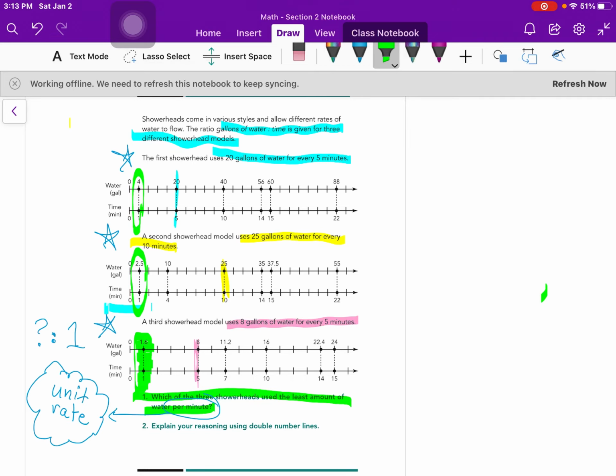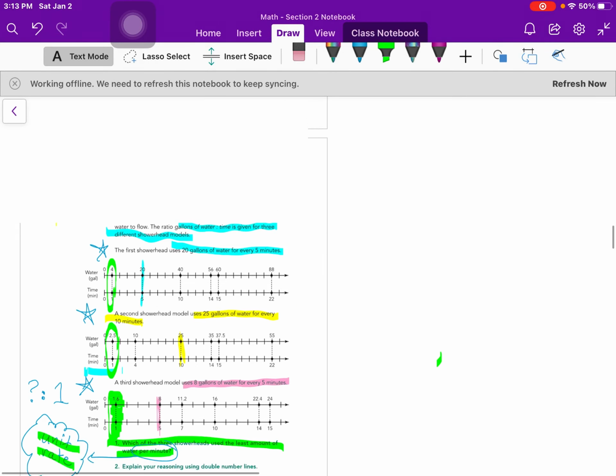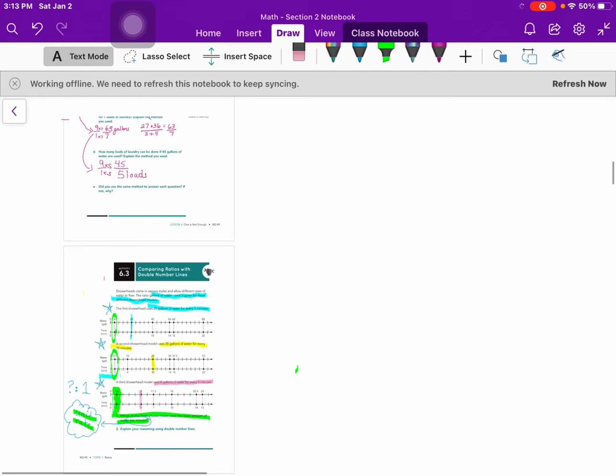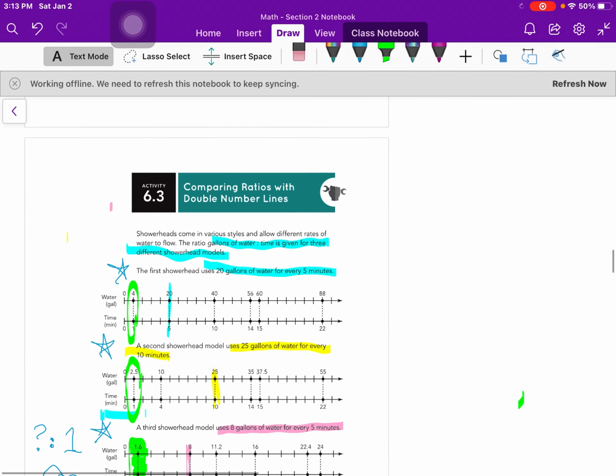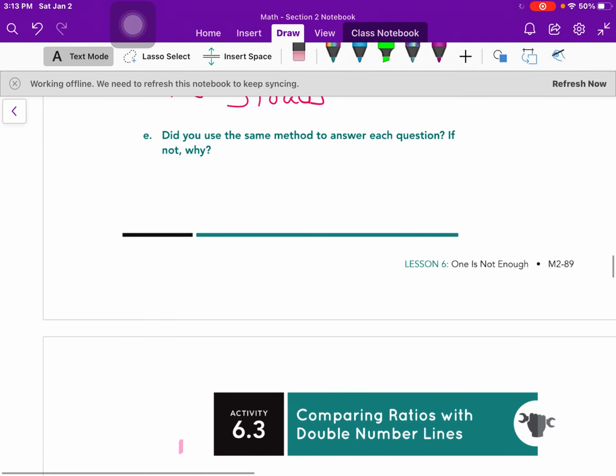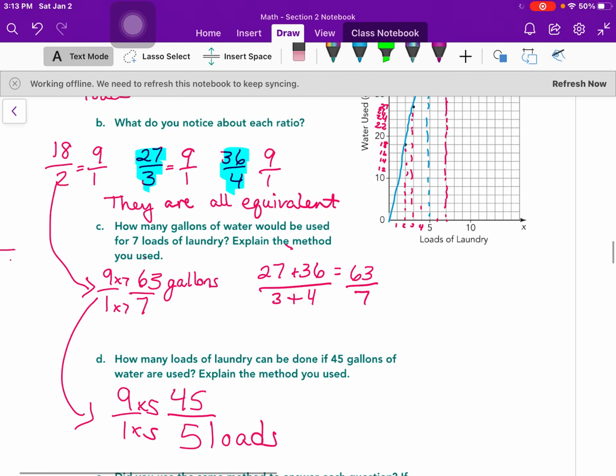We can use these double number lines. We plotted our initial amounts and we can get them down to 1 on all 3 of them to figure out what the unit rate is to find the best deal. That leads us into our next lesson on unit rates. That's where we're going to end today in comparing ratio representations.